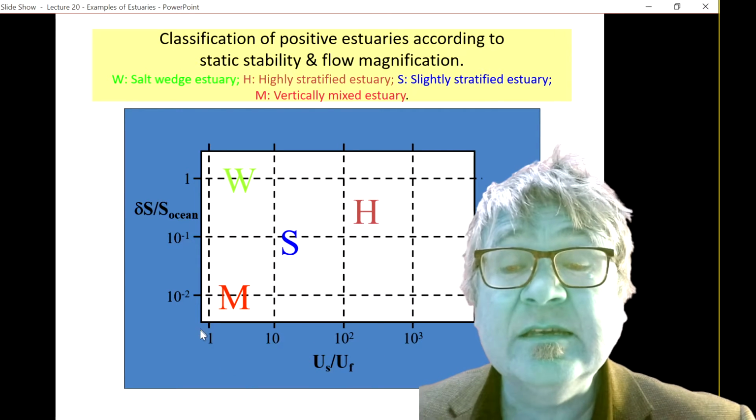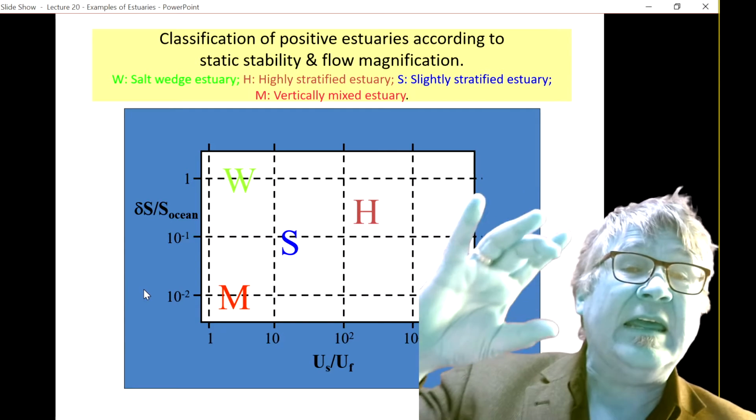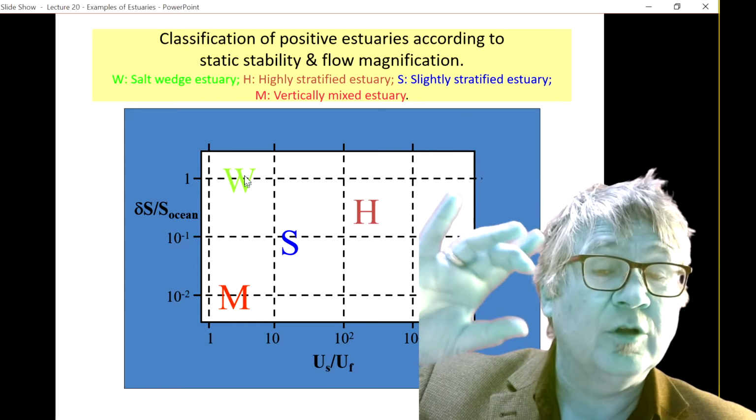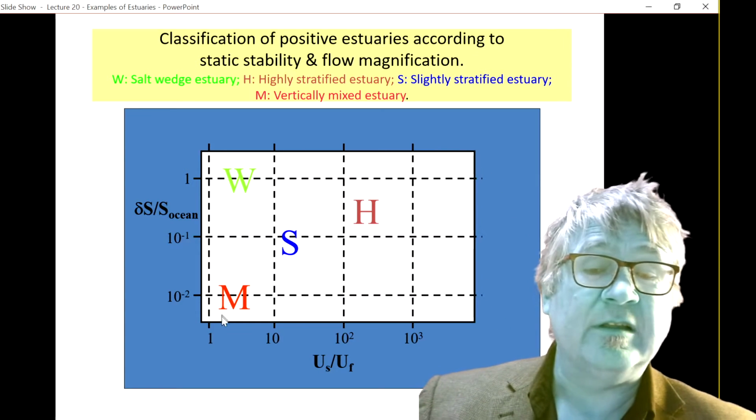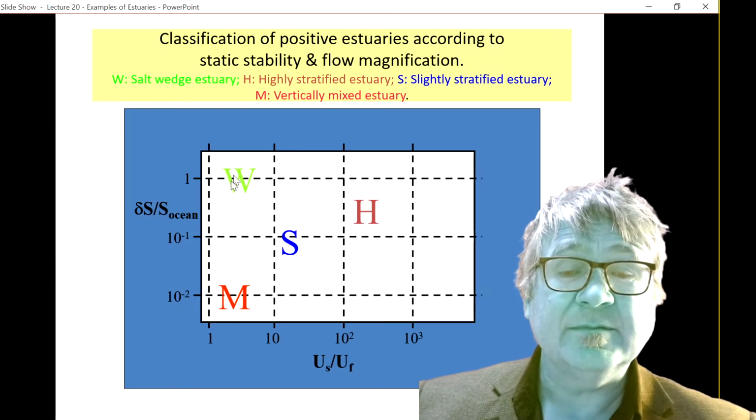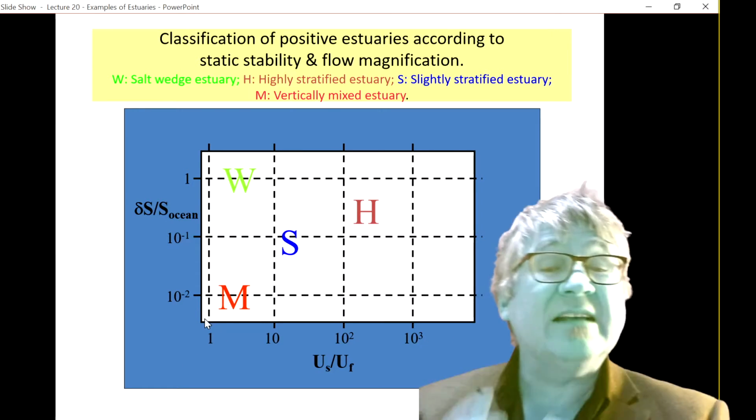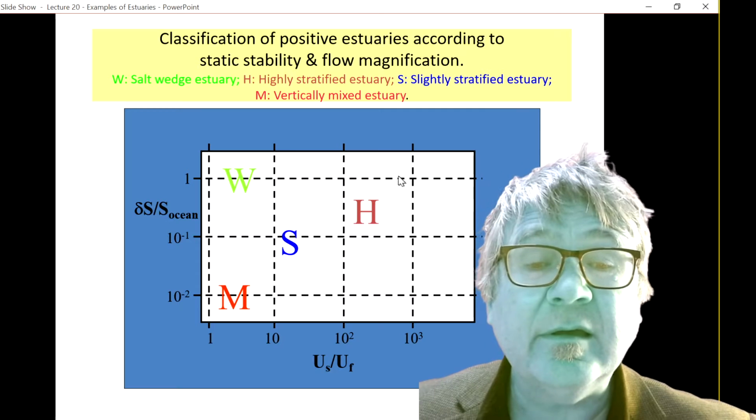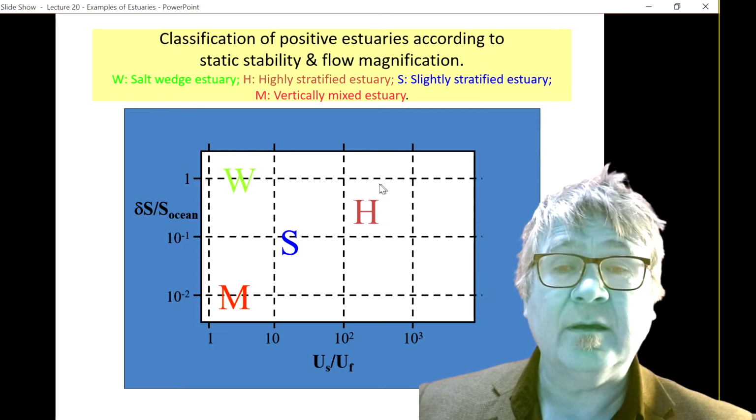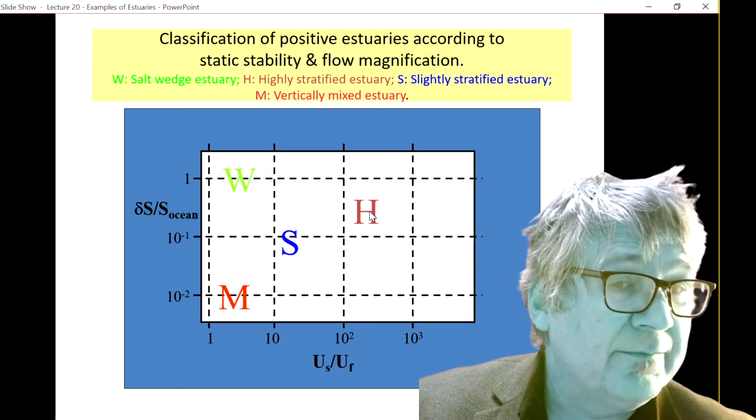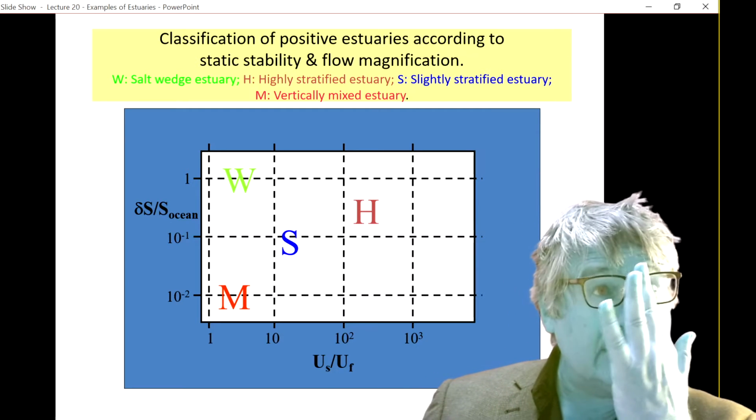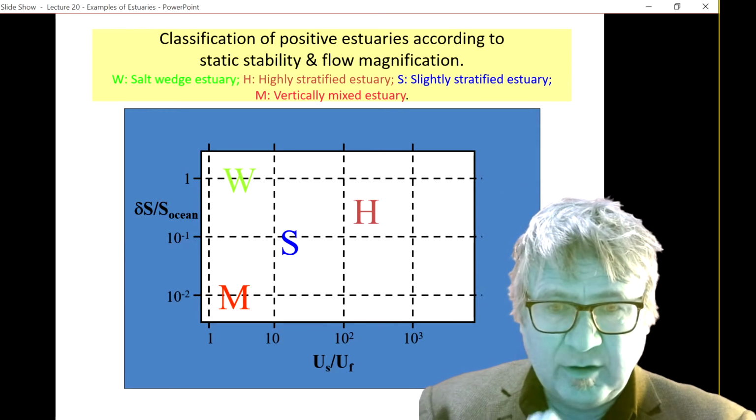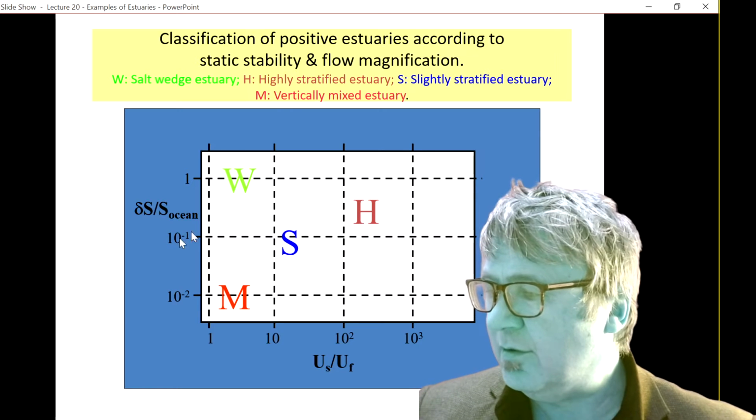On the y-axis, it shows you the degree of salinity stratification from high for a salt wedge to low for a vertically mixed. Okay? And you can see that the maximum flow magnification is what you get for a highly stratified estuary. Here we are. Okay? And then you can use this diagram in two ways. You can use it actually for so-called transient or intermittent estuaries. And I show you that example.